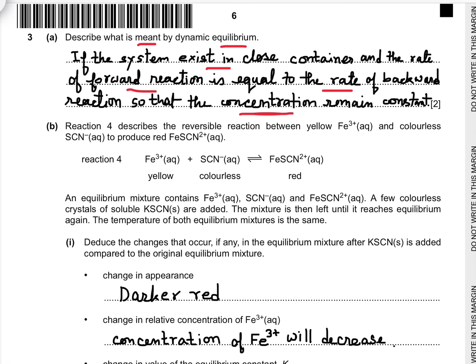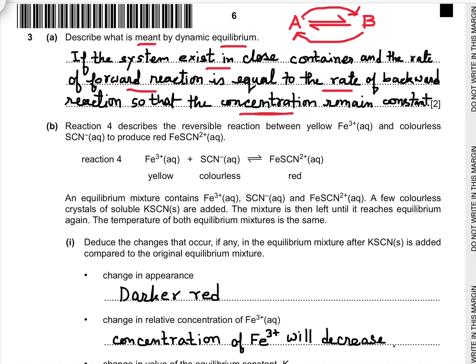Let's consider a reaction. A is our reactant and from there we will get the product B, and there is an equilibrium between A and B. So in case of dynamic equilibrium, the system will exist in a closed container and the rate of the forward reaction, which means A to B, will be equal to the rate of the backward reaction, which is B to A. So what will happen? The concentration of A and B will remain constant.